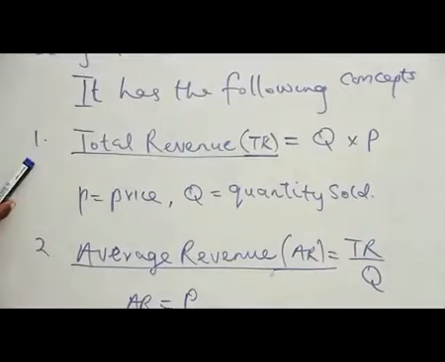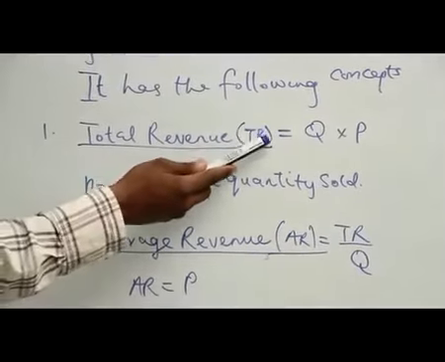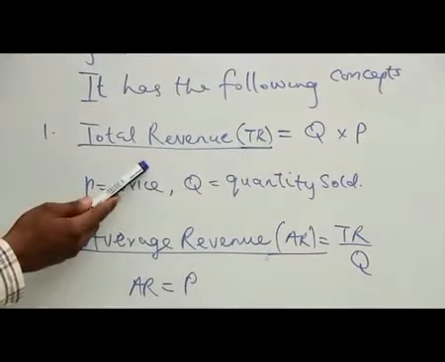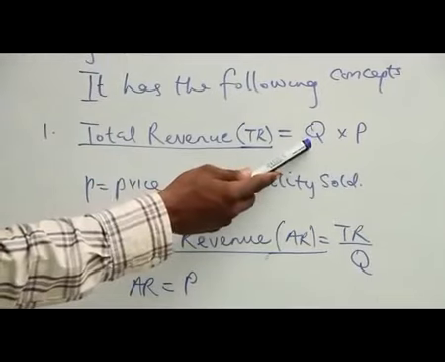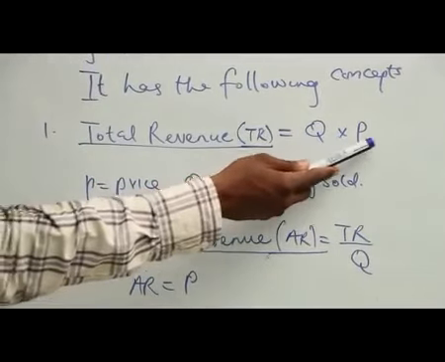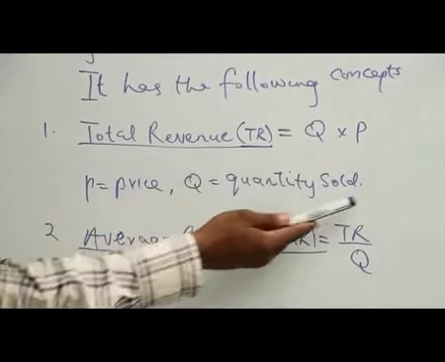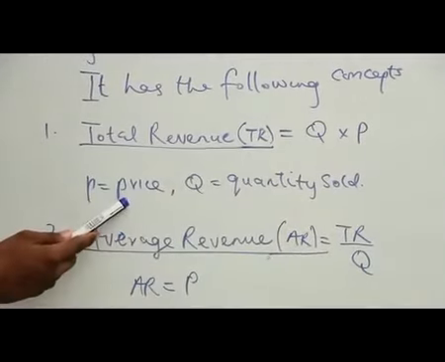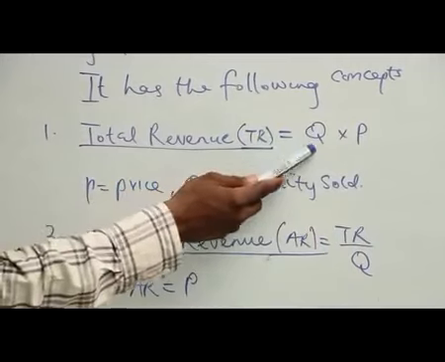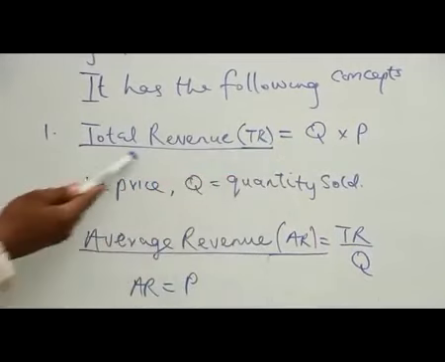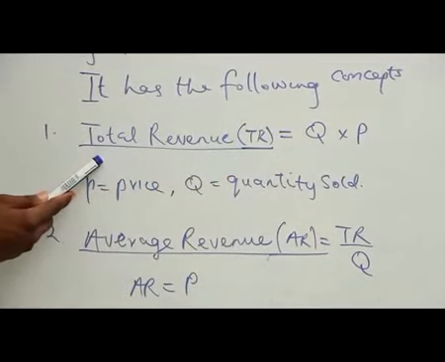The first one, total revenue. We call it TR. Then how do you get total revenue? It's going to be quantity sold times price. Q times P. So Q implies quantity sold, while P implies price. When you multiply quantity by price, you get the total revenue of a firm in a particular period.